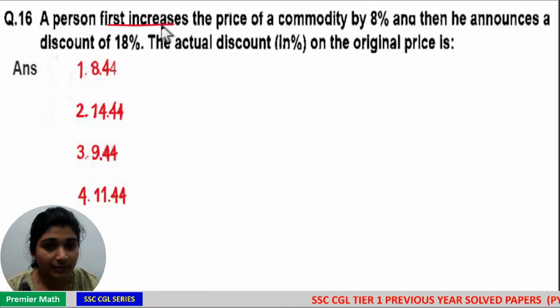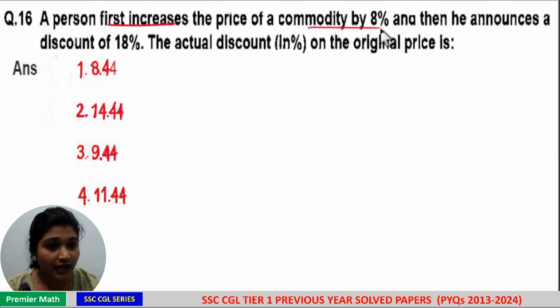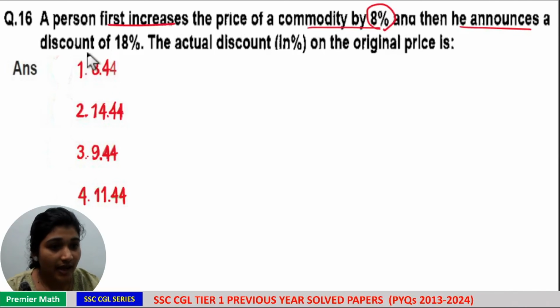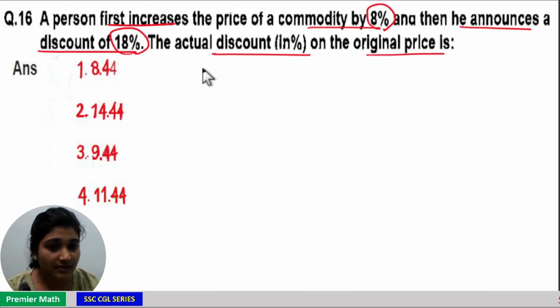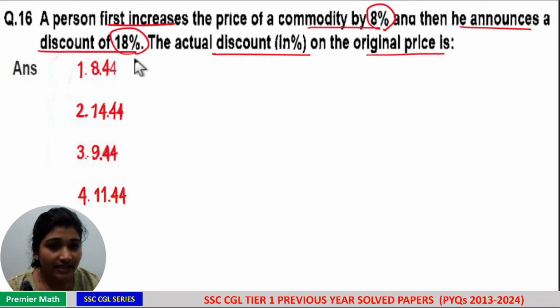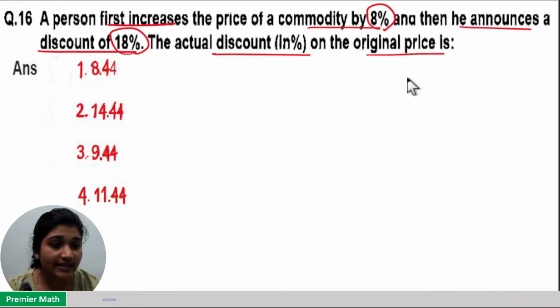A person first increases the price of a commodity by 8% and then he announces a discount of 18%. The actual discount in percentage on the original price? Here, he first increases the price. Then on that increased price, he again decreases the price. Here, discount means decrement. So you can use successive percentage formula to find the overall discount.